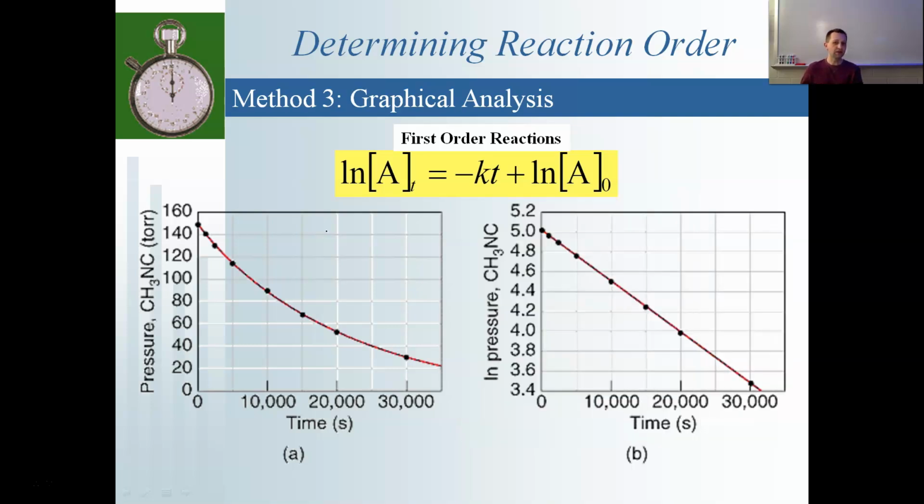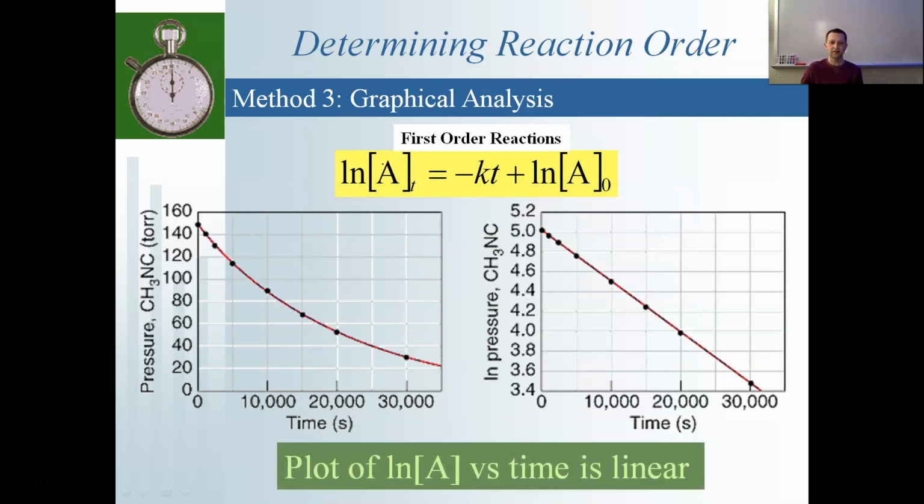What we can do, though, is graph the natural log versus time. And that's why in your first order integrated rate law, we have the natural log in here. Okay? So a natural log of concentration versus time graph will be linear. First order reactions are going to show us that. So if you take the plot of natural log versus time, that's linear for first order, and our slope becomes negative k.